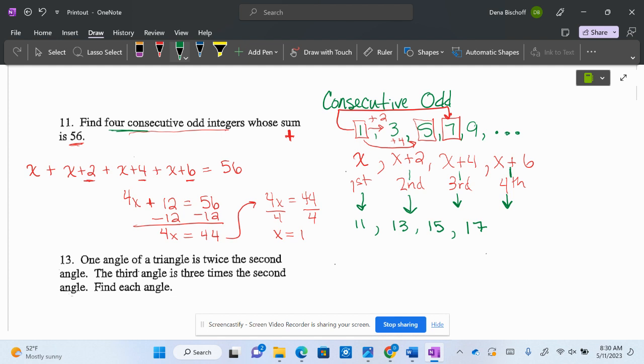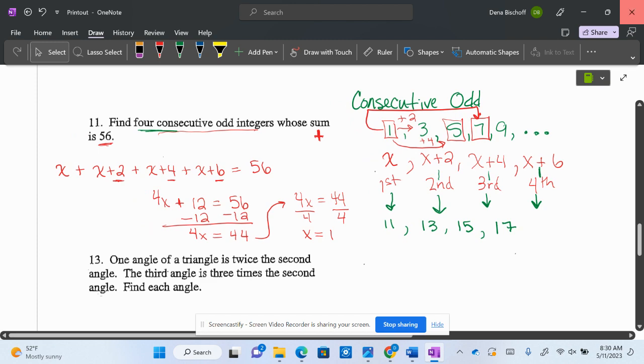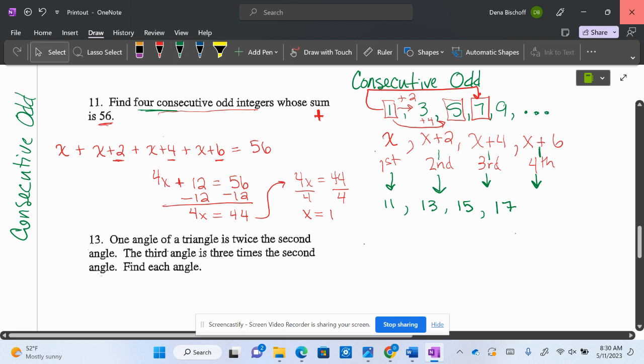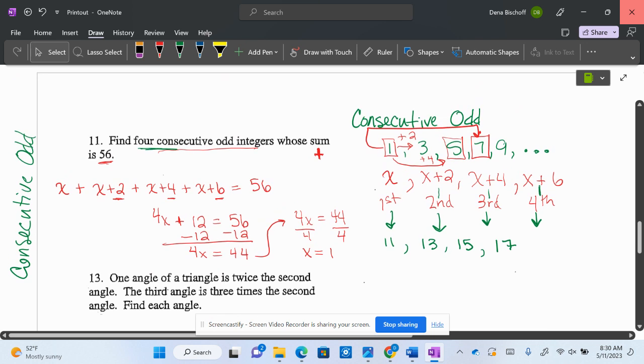So this is consecutive odd integers. I'm going to label that. Consecutive odd. You do consecutive odd and consecutive even the exact same way. You define your variables the same way because the difference between 2 and 4 is 2, and 2 to 6 is 4. So you're going to add 2 each time. Okay, so tomorrow we'll finish up our notes.